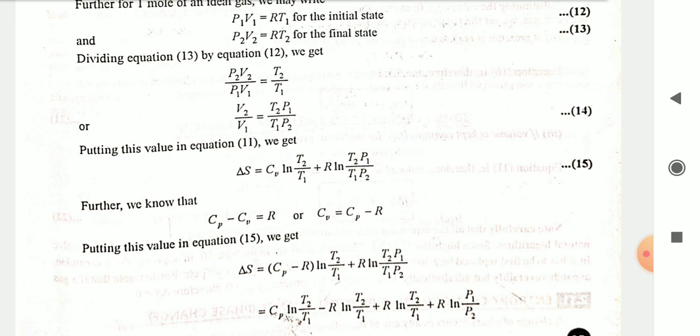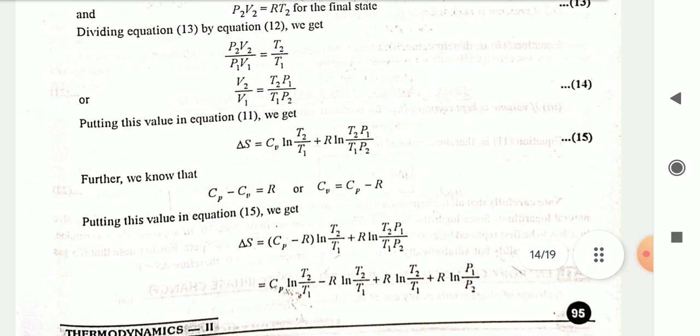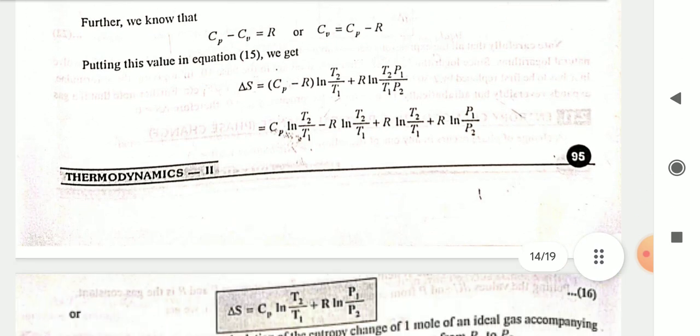We know that Cp minus Cv is equal to R, so Cv is equal to Cp minus R. Putting this in equation 15, we get delta S is equal to Cp ln T2 upon T1 minus R ln T2 upon T1 plus R ln T2 upon T1 plus R ln P1 upon P2. So delta S is equal to Cp ln T2 upon T1 plus R ln P1 upon P2. Consider equation 16.